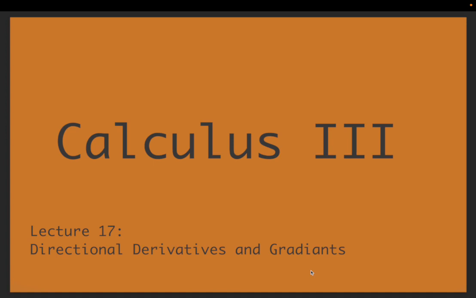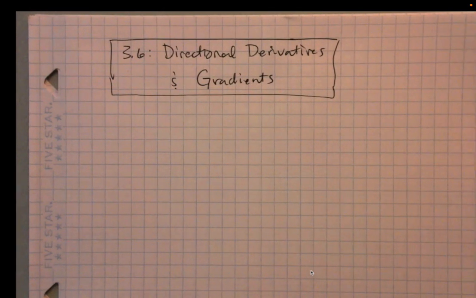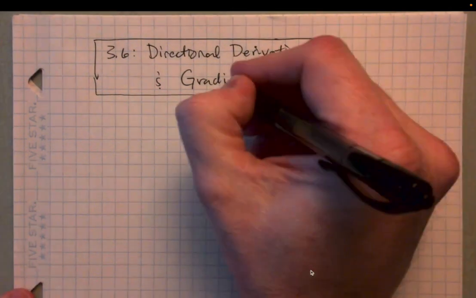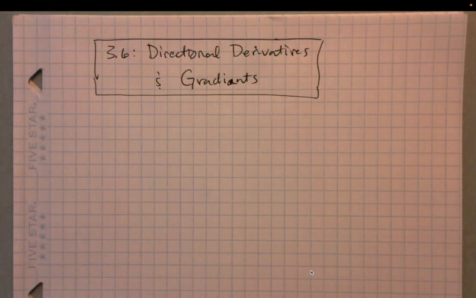And so we're going to get into what these things mean, and then we'll begin to use them in the coming sections. Okay, so let's go ahead and jump into it. So we'll call this section 3.6, directional derivatives and gradients. Okay, and so let's first start with a kind of motivating example of what a directional derivative can help us with.